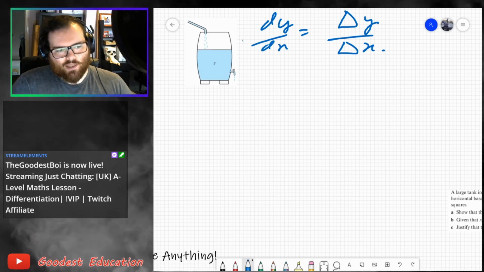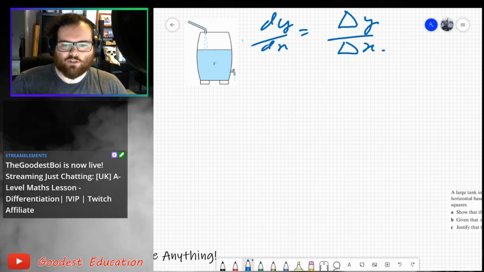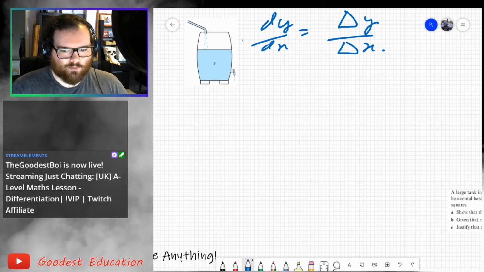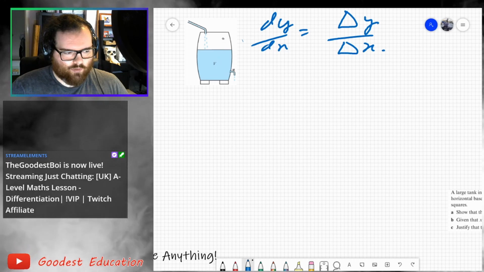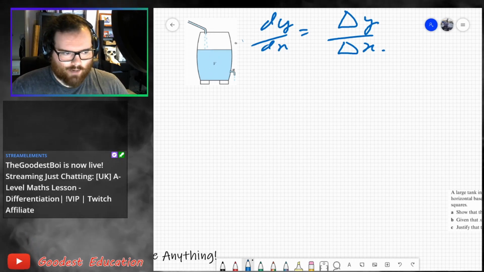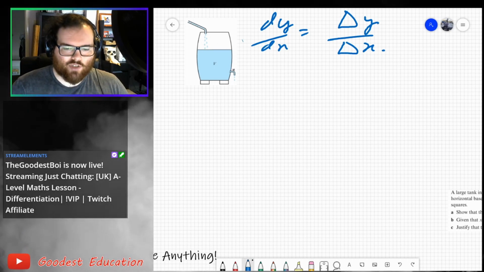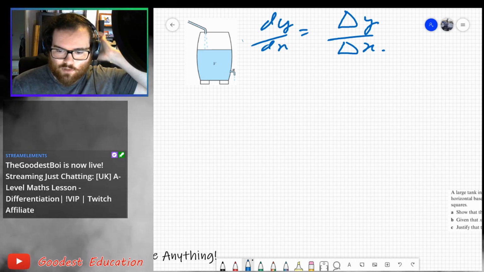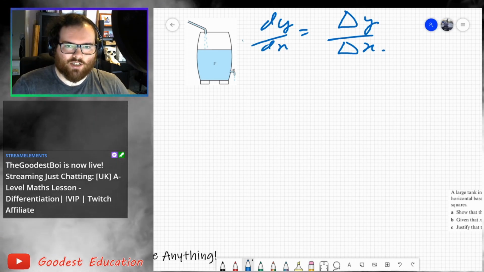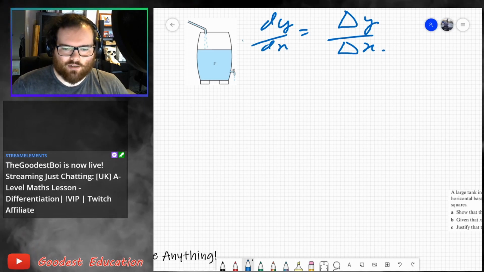So if you replaced x and y with some real life quantities, you can use the derivative to model a lot of real life situations involving a rate of change. So for example, if you had a volume of water in this water tank, and you're pouring water into it, but equally you're taking water out, there's always going to be a rate of change because the volume of water in the tank is changing.